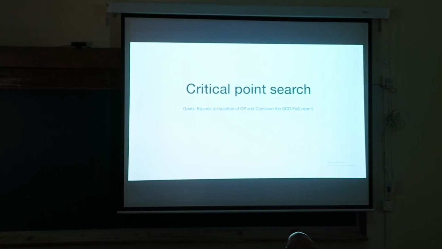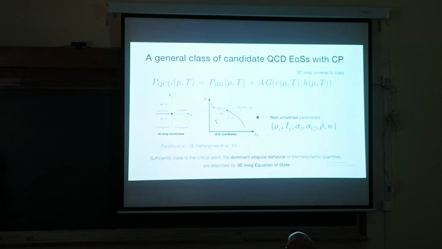So, coming to the first application, which is the critical point search. Let me remind you, our goal is to put bounds on the location of the critical point and constrain the equation of state around it, given the data from heavy ion collisions. By location, you mean T and mu? Yes. So, location, yeah, in the T-mu plane.